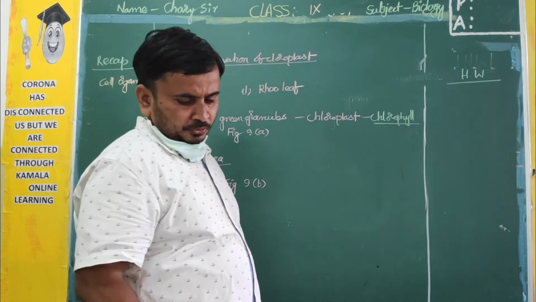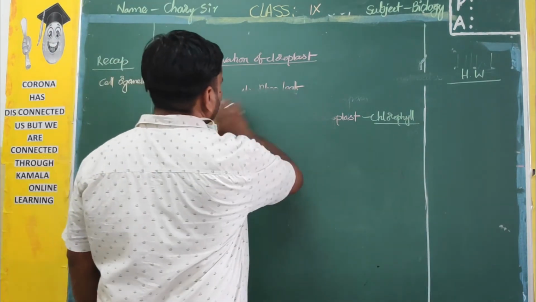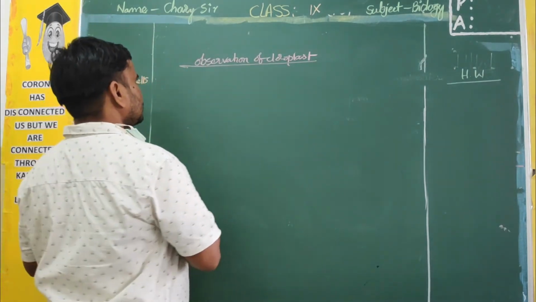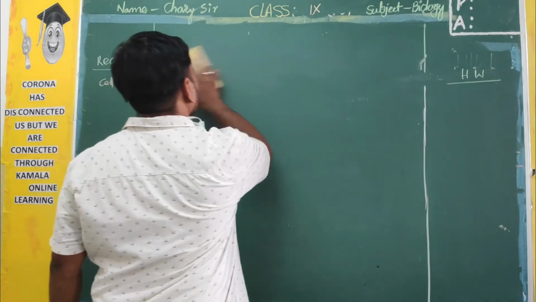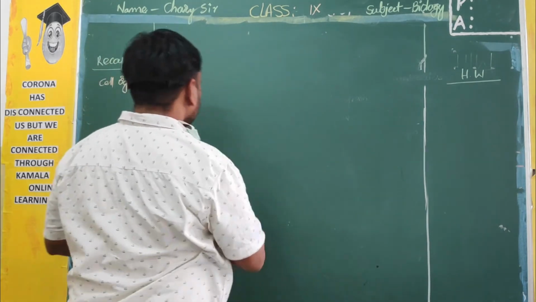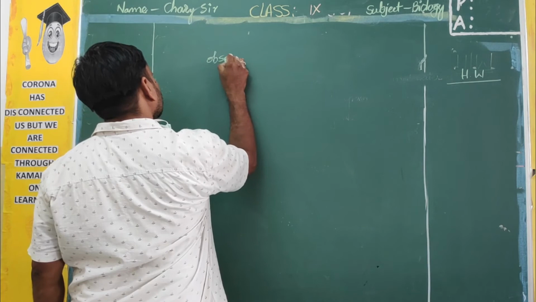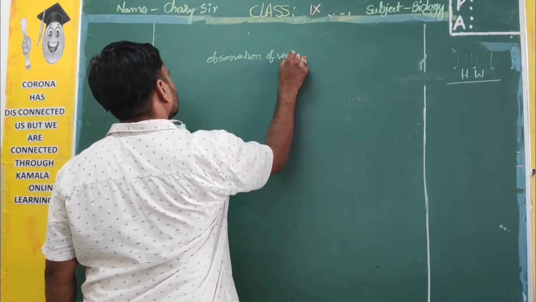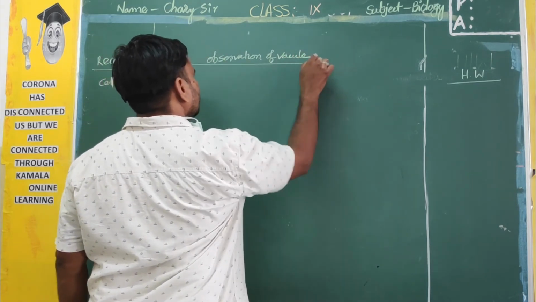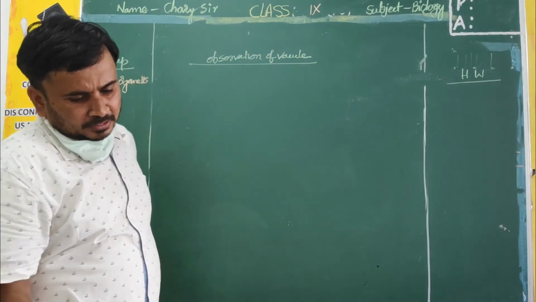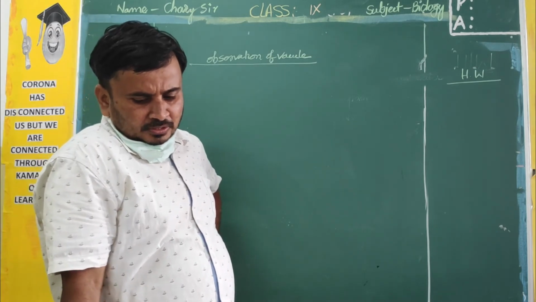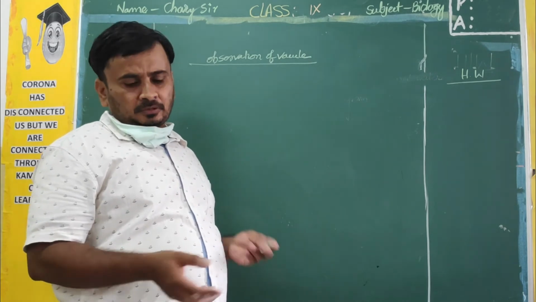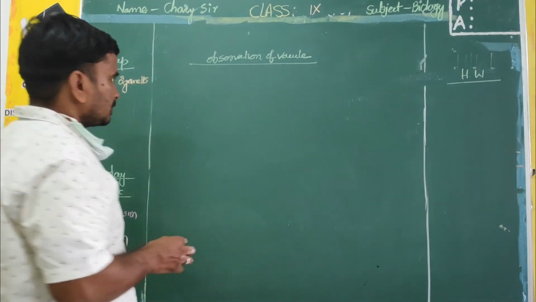Next, observation of the vacuole. Observation of the vacuole is nothing but how to observe the vacuole. Take a leaf or stem of any succulent plant, a tender plant. That is called torch cactus.